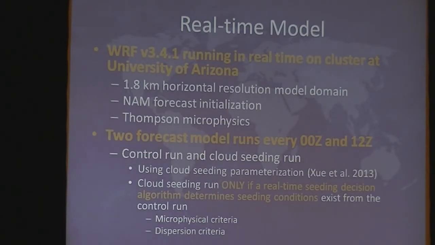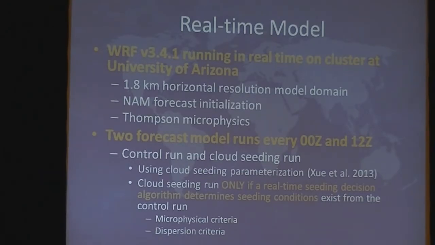And so what we're doing now is we're putting this into a real-time forecast model. I mentioned earlier that Idaho has been running a real-time forecast model with the University of Arizona. So this model that we're running with them now is 1.8 kilometer horizontal resolution over the full model domain, and I'll show you that domain in a moment. It's using NAM forecast for initialization, and the key thing there is the Thompson microphysics scheme, because that's what we have this seeding parameterization in.